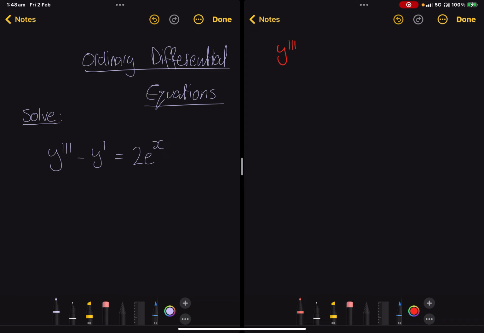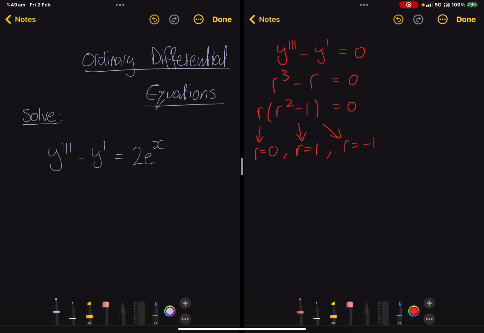So y''' minus y', we're going to assume this is equal to 0. To find the standard general solution, we just imagine that the equation is equal to 0 in order to get the characteristic polynomial, and solve accordingly. So this is r cubed minus r is equal to 0. If we factor r out, this gives us r times (r squared minus 1) equals 0. So this tells us r is equal to 0. r squared equals 1, so this gives us r is 1, or r is minus 1.